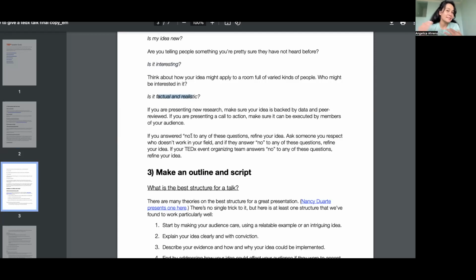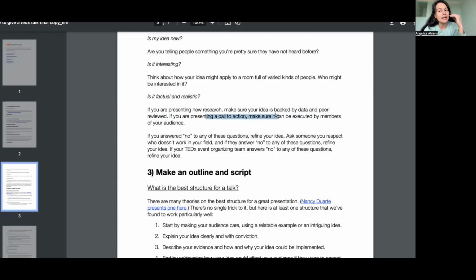You've already, in the scaffolding exercise, talked about 3 articles. What was the bottom line? What was the takeaway? How would you integrate it into the talk? So you only need 2 more, right? And this gets to the point of being factual and realistic. We want things to be evidence-based here, not just opinion. All right, so it must be backed up by data and peer reviewed.